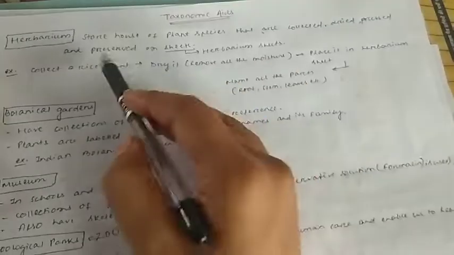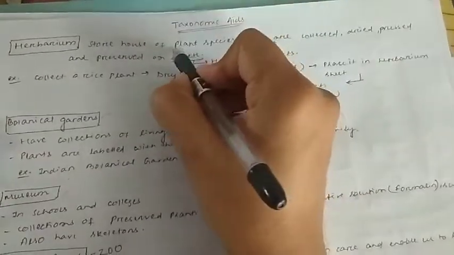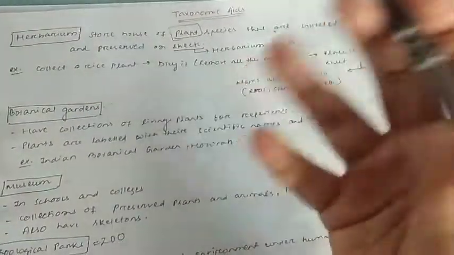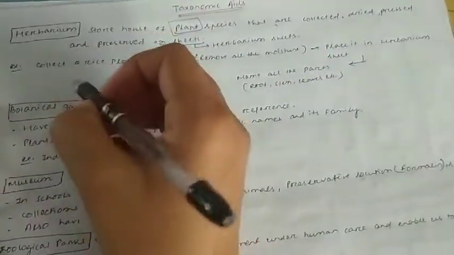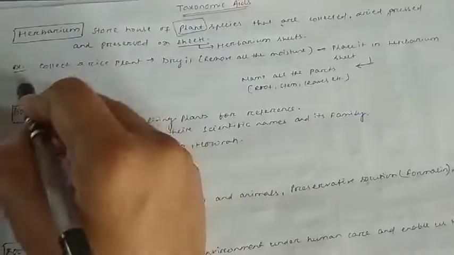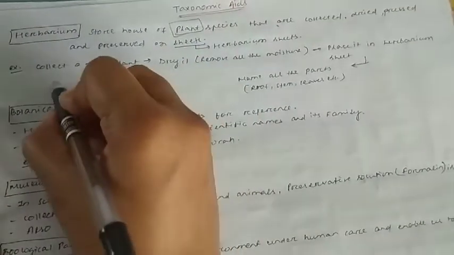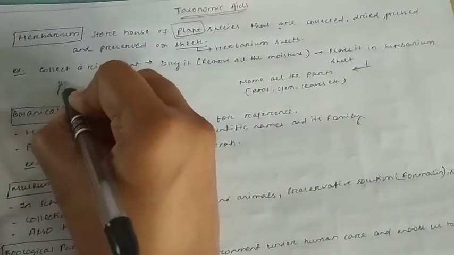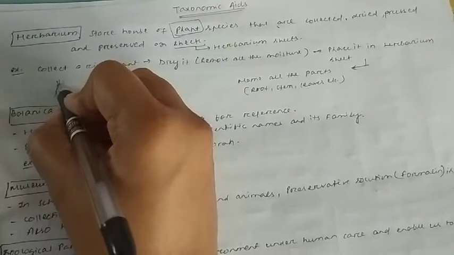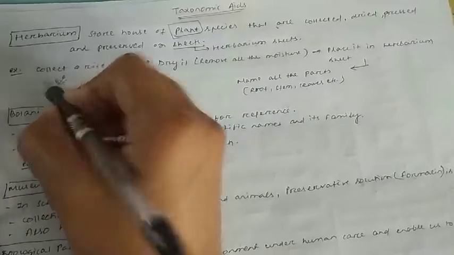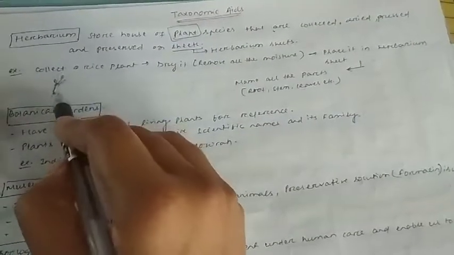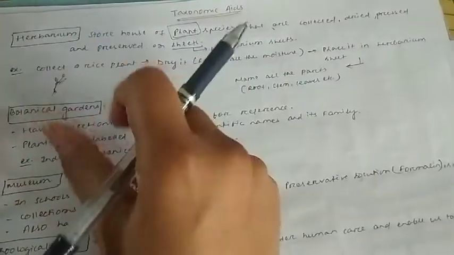These are the storehouse of plant species. So we store plant species in this particular herbarium aid. Here I have taken an example. First, collect a rice plant. Here I am drawing a rough diagram of this rice plant. Please consider this as a rice plant. You plucked one rice plant from the paddy field.